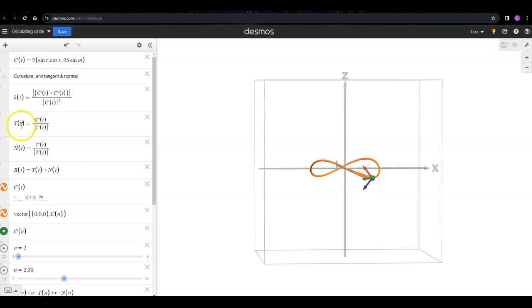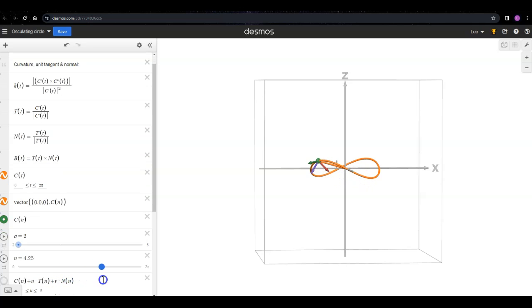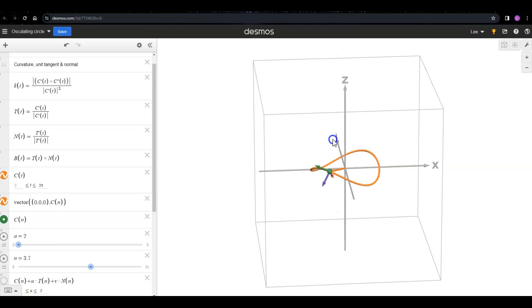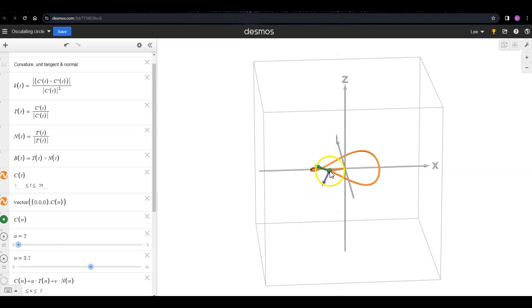This is usually called the TNB frame, or the Frenet frame, sometimes referred to as that. And if I go ahead and adjust my n, you can see how some of those vectors play out. You'll see that tangent vector in green, just tracing out the edge of the curve, going in the direction of the edge of the curve at any particular time. You'll see the normal pointing toward the inside of the curve, maybe not directly toward the center, but somewhat toward the inside of the curve through that whole thing. And you'll see the binormal being the cross product of both of those.